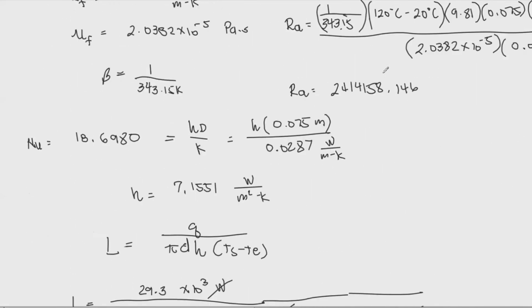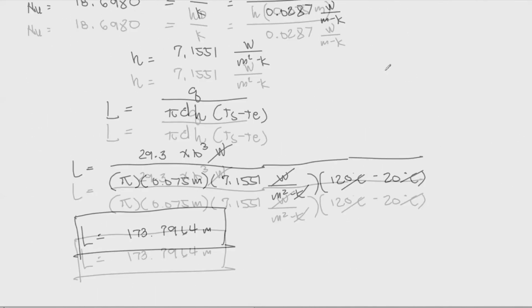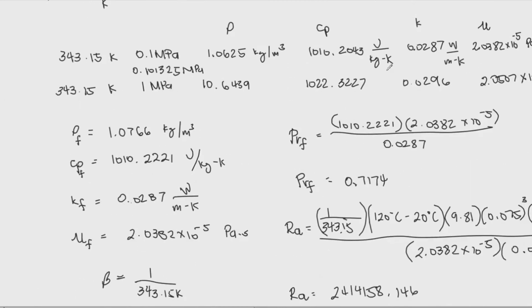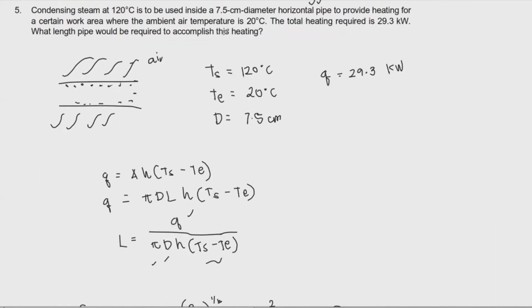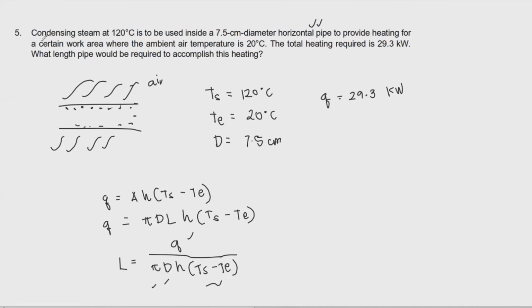So that's it for this type of problem. It's almost the same as the previous one. It's just that it gives you an idea of how this condensing steam differs from the change of phase heat transfer, because steam is not the one on the outside or the environment, it's on the inside of this pipe.